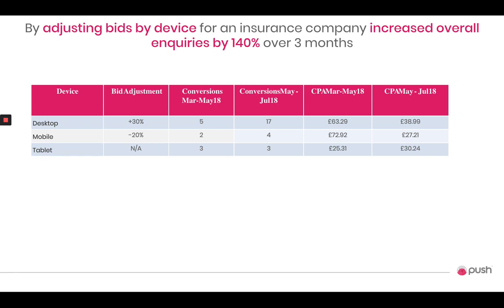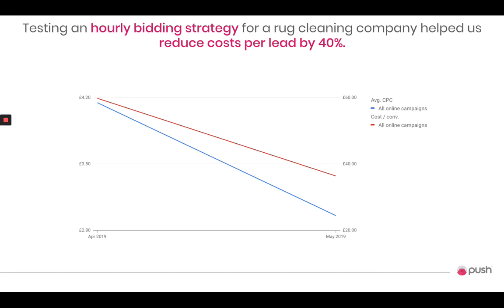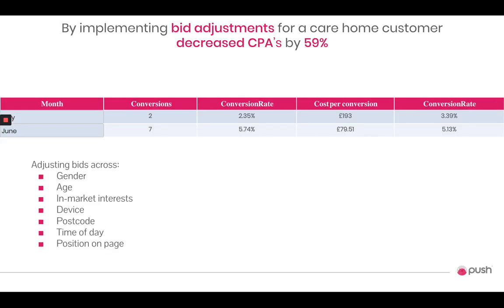And just to show you some examples, we have here adjusting bids by device for an insurance company. They had 140% more inquiries over a period of 3 months. Doing an hourly bidding strategy, so adjusting the bids by time of day for a rug cleaning company, helped them bring down their cost per lead by 40%. So huge impacts this bidding has on your final cost per conversion. And then a care home customer, where we tested bid adjustments across a number of different factors, brought down their cost per acquisition by 59%.